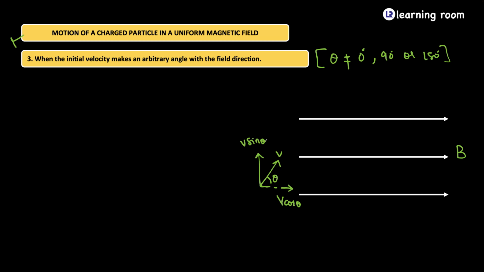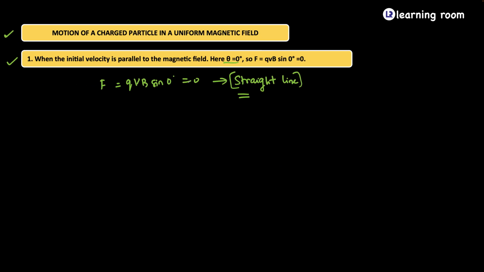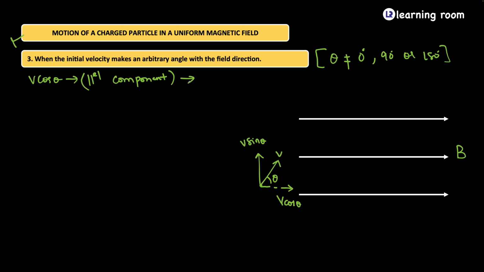Now, what we are going to do is combine the knowledge from the previous two scenarios and write an answer to this. Observe. v cos theta is the parallel component. What will it try to do? When the charged particle was projected parallel to the magnetic field, what was the path taken by the particle? It is going to be a straight line, meaning this v cos theta is going to put the charged particle in a straight line path.